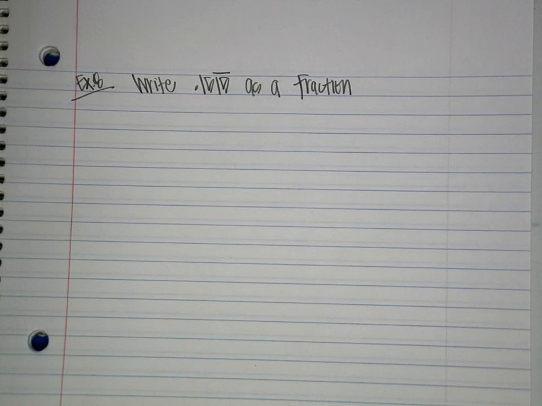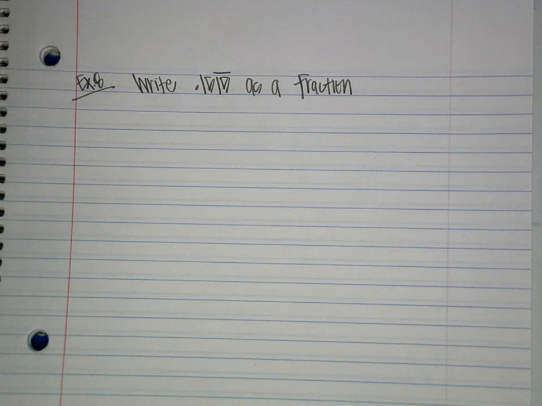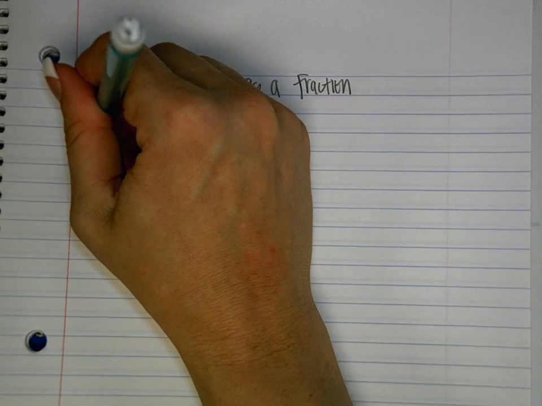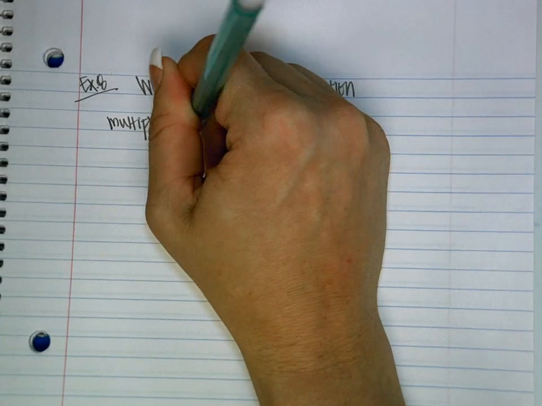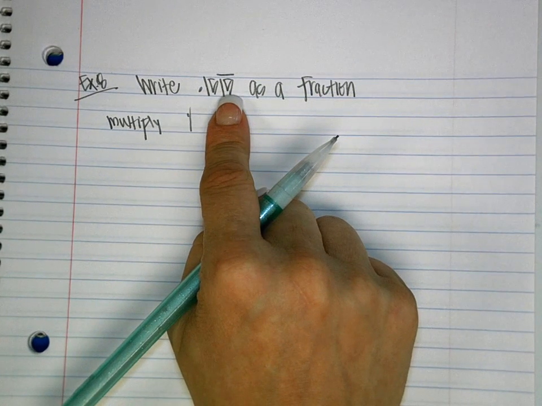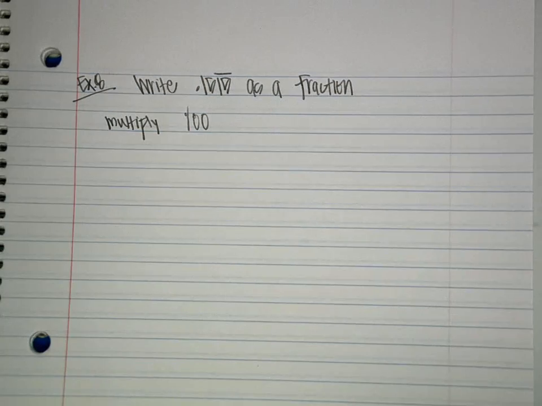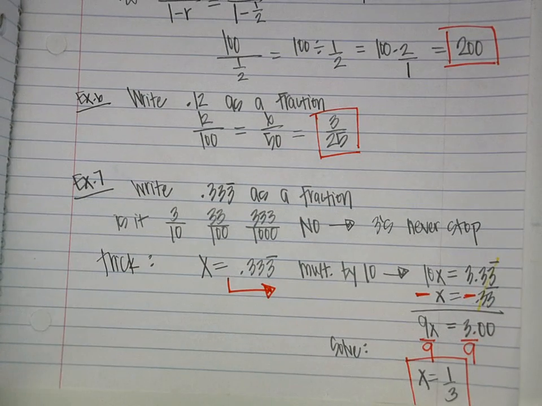Notice the 1 and the 5 are repeating. So we're going to follow the exact same steps. What do you think you're going to multiply by here? Not 10. We're going to multiply by 1 and however many zeros there are repeating numbers. So how many repeating numbers are there? 2. So that means 2 zeros. So really multiply by 100. The other one we only multiplied by 10 because there was only one repeating number. So it's a 1 and then however many zeros you have repeating numbers.